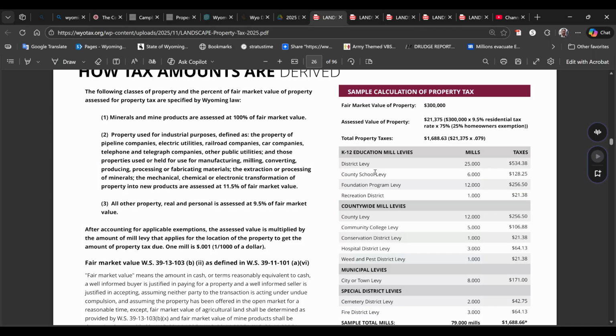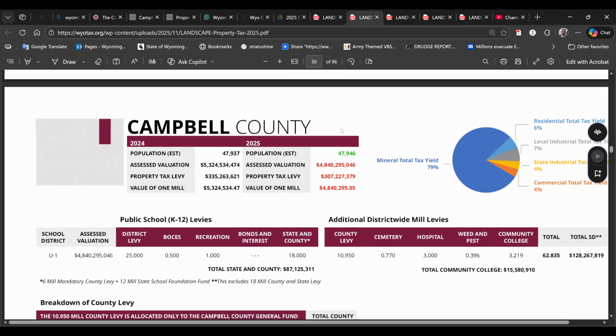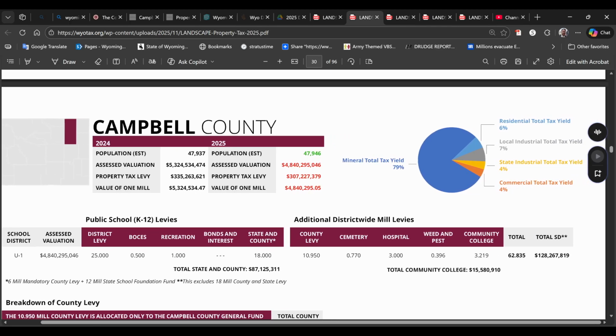And so I want to show you this. This is also from the Wyoming Taxpayers Association. That's a little report that you can find. And here in particular, you can see Campbell County. And what you'll notice about Campbell County is something called the assessed valuation. Now, we're going to talk about that here in just a moment.